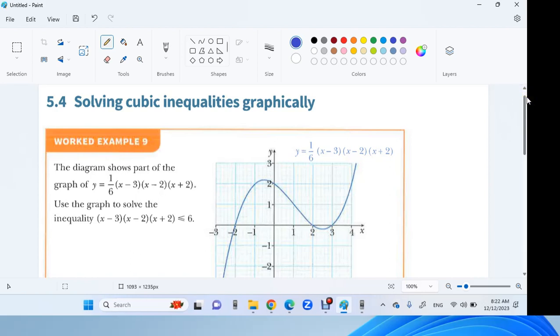Okay, we look at this section 5.4. We are solving cubic inequality graphically. For the previous topic 5.3, we drew the graph for cubic polynomials. Now we want to solve cubic inequality graphically. So we learned already inequality.